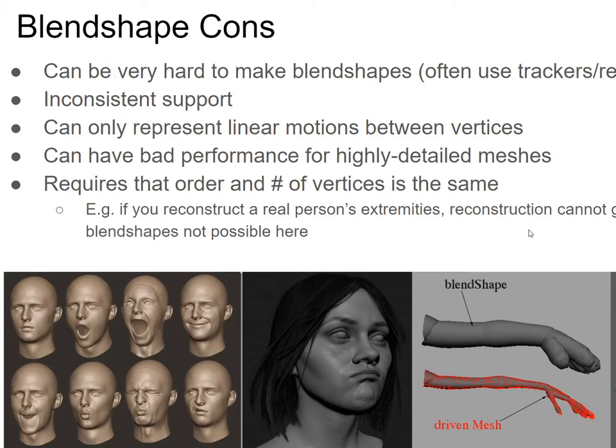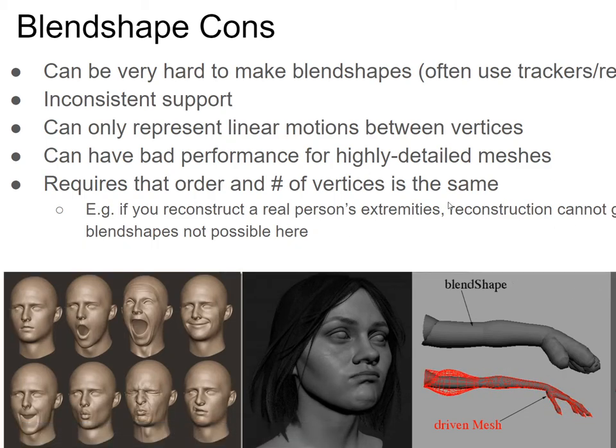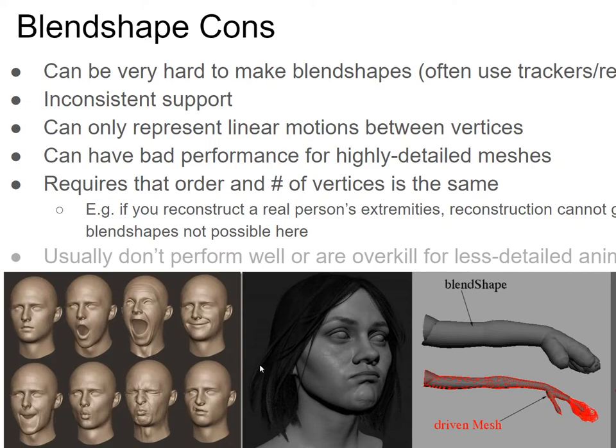We haven't talked about reconstruction, so I know it's hard to imagine, but when we reconstruct a room or something like that, or if we reconstruct a person with a Kinect, we can't usually guarantee the vertex order. So with purely reconstruction-based methods, we can't easily track which vertex is which. Also, blend shapes might not perform well, or might just be straight up overkill for a lot of less detailed animations, which we'll see in a second.